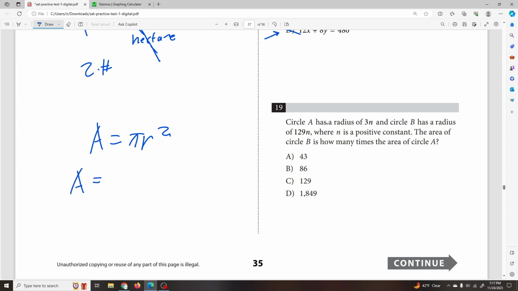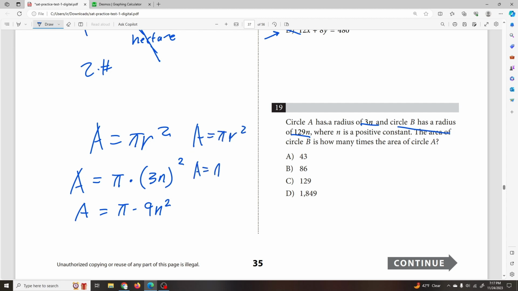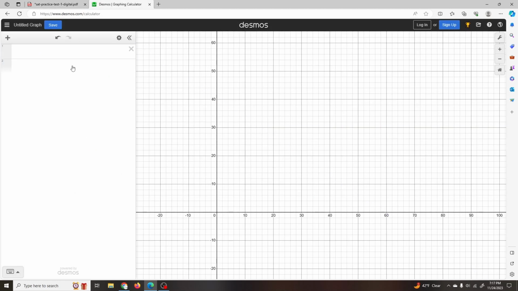The area of circle A is going to be pi times the radius squared. What's our radius? Our radius is going to be 3n. So it's going to be pi times 3n squared, which is the same thing as saying A is equal to pi times 9n squared. Now, circle B has a radius of 129n, so the area is still pi r squared, but now A is equal to pi times 129n squared. So what's 129 squared? 129 times 129, pretty big number, 16,641.